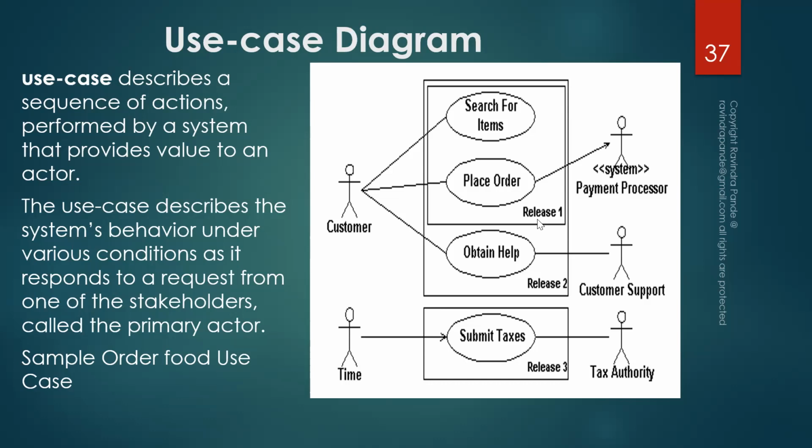The box represents the scope. So there could be release 1 scope, release 2 scope, phase 1 scope, phase 2 scope, and so forth. So in release 2, they are trying to add something like a search for item, that's like a cataloging function. Then the customer can select one of those searched items and place the order. The system responds with whatever payment has to be processed thereafter.